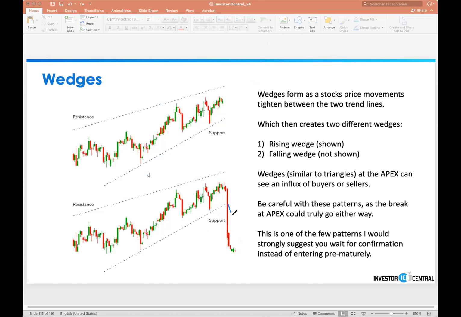I don't have to wait for the retest, because wedges don't really retest here. If they're gonna break off the apex, trust me, they're gonna break. You can watch it and see from different patterns. I mean, they don't form too commonly, but when they do, you'll notice it.